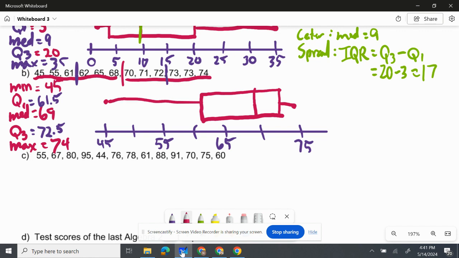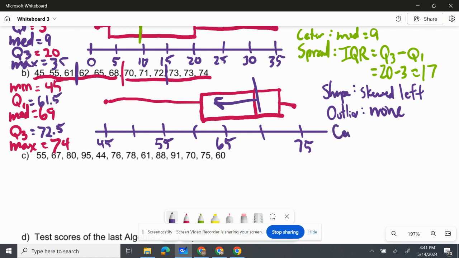And so when I'm describing this, I have my shape, which is skewed left because it's more spread out on the left-hand side than the right. Once again, no outliers till next time.